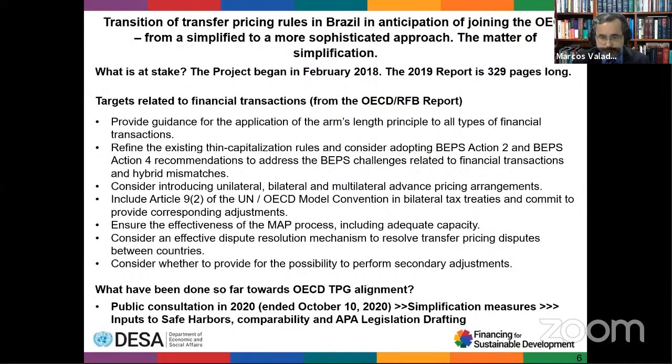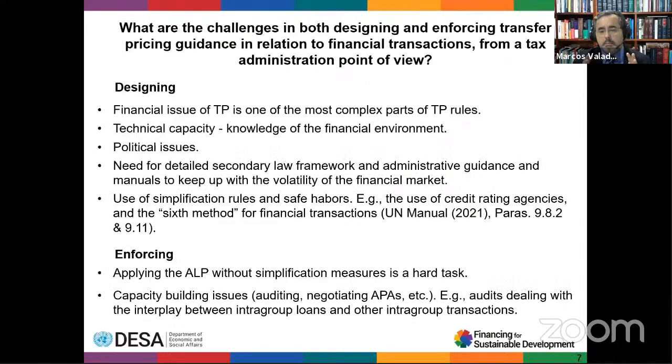What has been done so far? The pandemic may have some impact on the speed of the alignment, because it makes things more difficult to deal with. But what has been done so far? There was a public consultation in 2020, which ended in October last year, and the focus of the consultation was having inputs from the market and the stakeholders about safe harbors. It's very important in terms of simplification. Some on comparability and APAs. So safe harbors and APAs are in the focus.